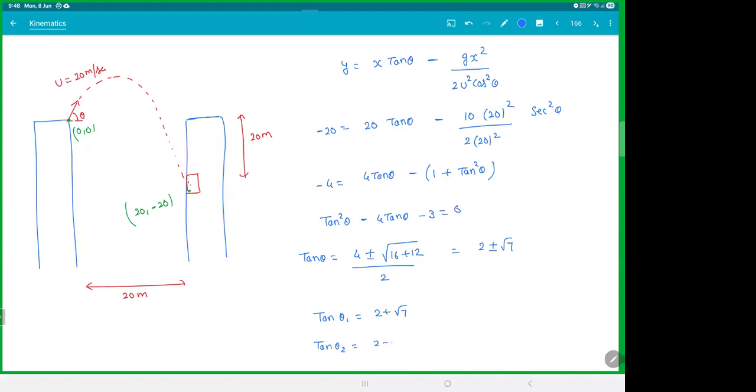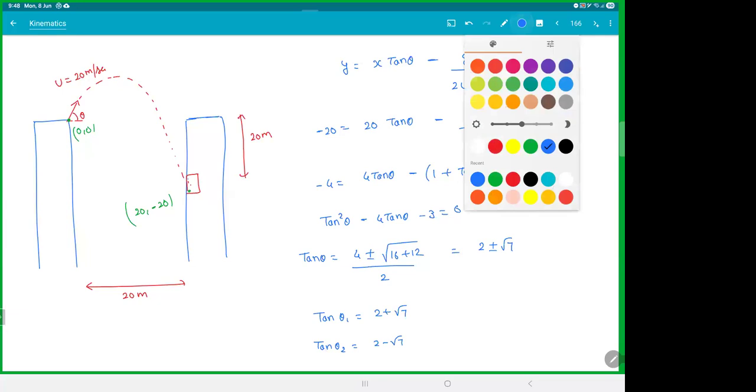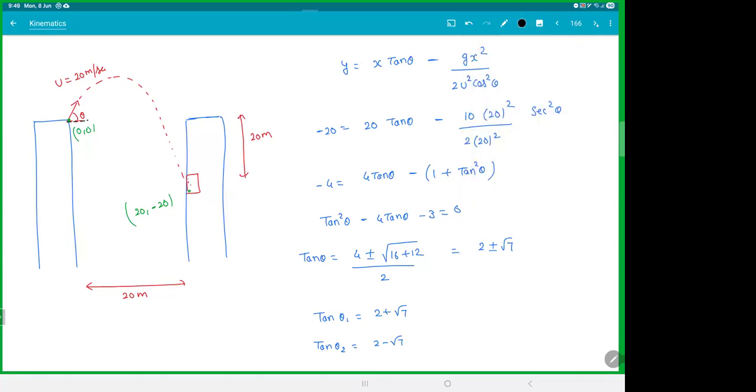Tan theta 2 is 2 minus root 7, a negative angle, meaning we didn't realize it, but Maths is saying, boss, there is a second way to throw this. If you throw this particle down with a negative angle, even then you can go into the window. Because the question was simply, you're throwing it from the top of a building. You didn't say whether you're throwing up or throwing down. So you have two possible answers. This would be your negative angle theta 2.